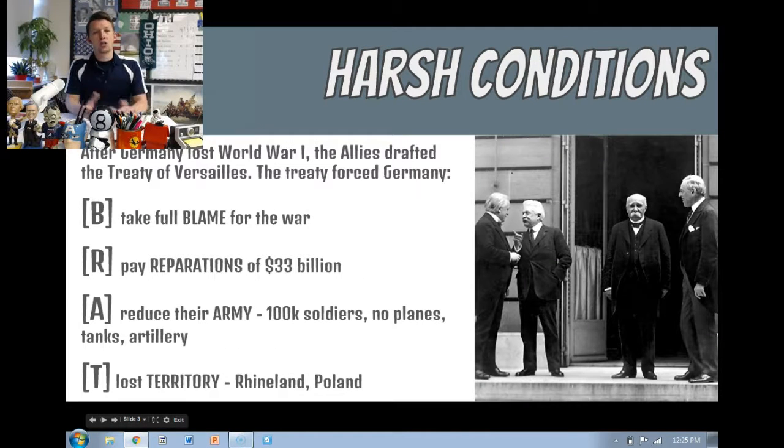So remember the harsh Treaty of Versailles. I'm just going to move quickly through this. Under the harsh conditions of the Treaty of Versailles, Germany had to accept full blame for the war. They had to pay reparations in upwards of $33 billion. They had to reduce their army to 100,000 soldiers, have no planes, tanks, or artillery, and they lost territory: the Rhineland and Poland. They're going to come back and get that one in particular.